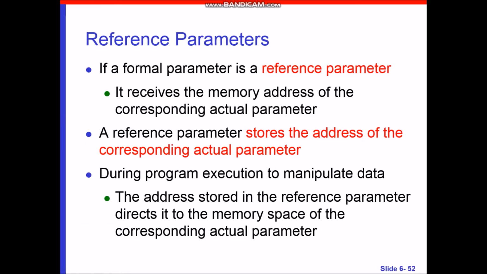Then I'll proceed with the reference parameters. So what is a reference parameter? If a formal parameter is a reference parameter, it will receive the memory address of the corresponding actual parameter. And the reference parameter will store the address of the corresponding actual parameter. During the program execution, in order to manipulate the data, the address stored in the reference parameter directs it to the memory space of the corresponding actual parameter.